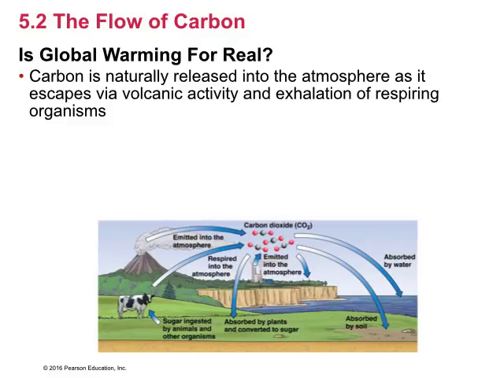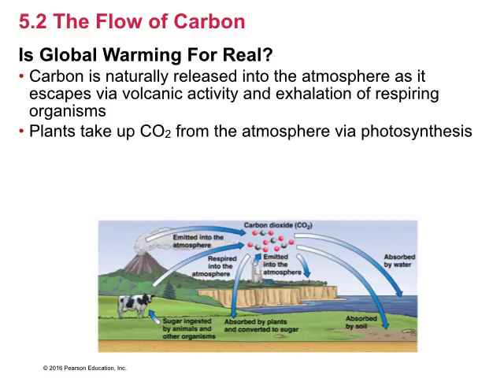To understand that, we have to understand the carbon cycle, or the flow of carbon. So this is section 5.2 in your textbook. And carbon is naturally released into the atmosphere, usually as it escapes from volcanic activity. There's CO2 in the Earth that is released when volcanoes erupt, and also as all living organisms that breathe exhale, right? And they're going to exhale CO2. And so that CO2 rises and collects in the atmosphere as a greenhouse gas.